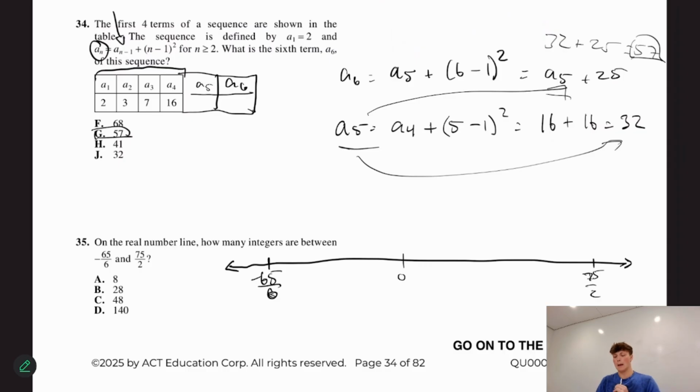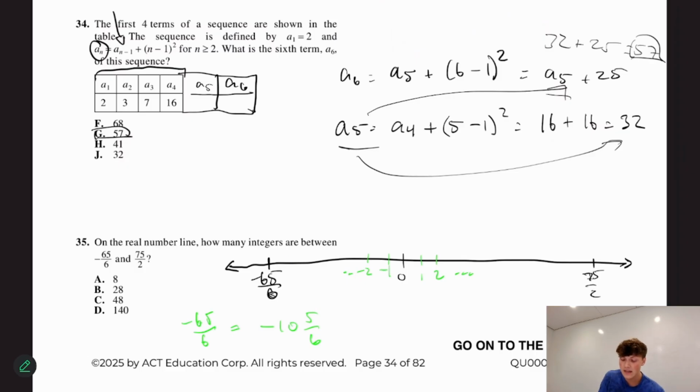Okay. So now, what do I do with this information? Well, I'm looking for integers. Well, we know 0's on there. We know 1's on there. We know 2's on there. So that's 3 so far. We also know negative 1's on there, negative 2. Well, when does it end? Well, where is negative 65 over 6? What is negative 65 over 6 in terms of integers? Negative 65 over 6 is equal to negative 10 and 5/6. Okay, negative 10 and 5/6.